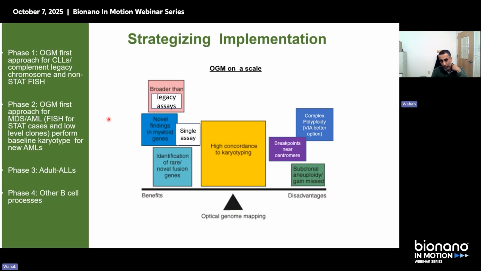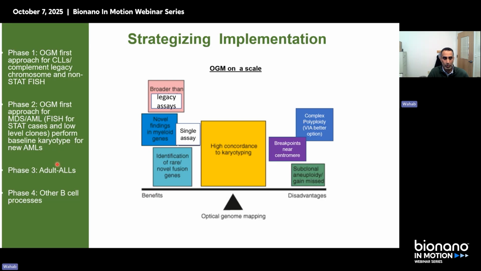So those were sort of the cases I wanted to go through. I wanted to just, in the last couple of minutes or so, switch gears and say that we're in this phase 2 now where we're applying OGM more readily to the CLLs and complementing it with some legacy tests. Stat FISH is still happening. In phase 2, we've started to do this for MDS and AMLs, and to be able to then comparably do the FISH to get the stat in the low-level clones, and baseline karyotyping for new AMLs.